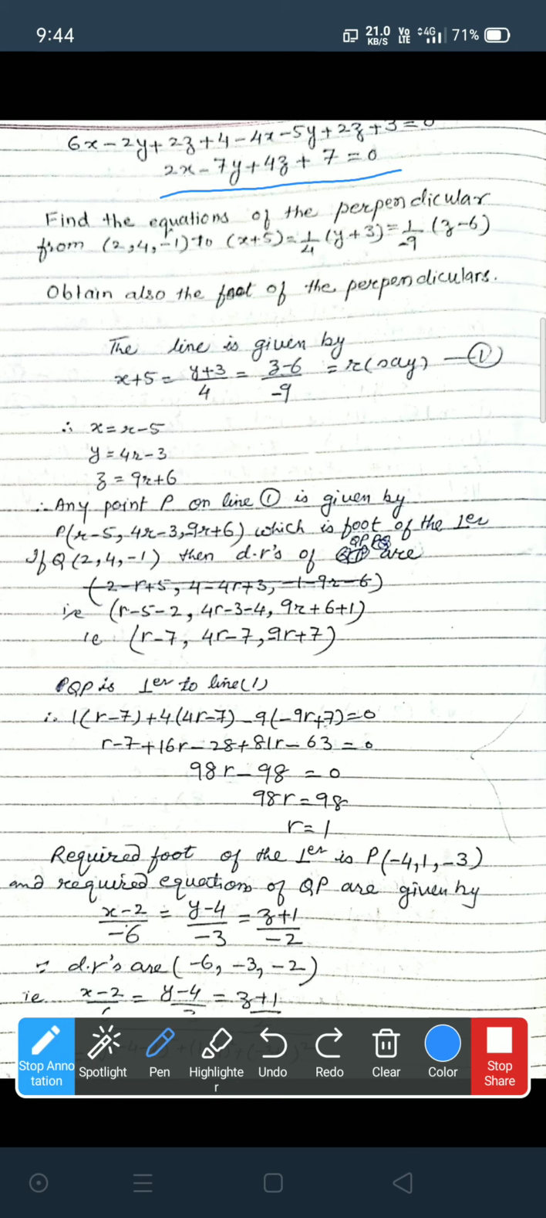Here the line is given by x plus 5 equals (y plus 3) by 4 equals (z minus 6) by minus 9 equals r. So we get x plus 5 equals r. This implies that x equals r minus 5.